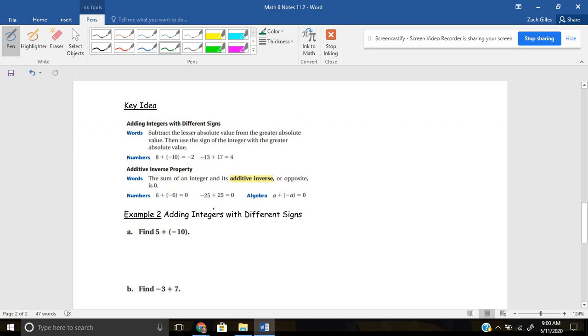So now it gets a little bit trickier, because now we're adding integers with different signs. So one of our numbers is positive and one of our numbers is negative. What are we going to do in this situation?